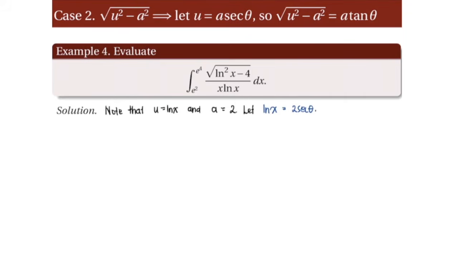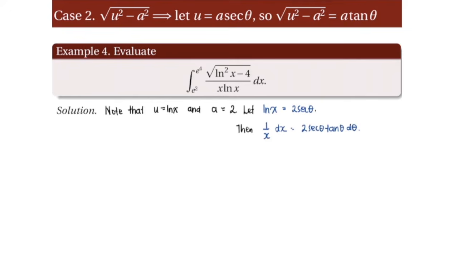Then the derivative of the left with respect to x would be, again, 1 over x dx, equal now to the derivative of the right with respect to theta. So this is equal now to 2 multiplied by secant theta tangent theta d theta. Tapos yung square root ng ln squared x minus 4, papalitan natin siya by 2 tangent theta.